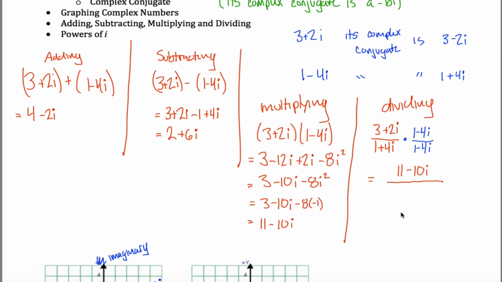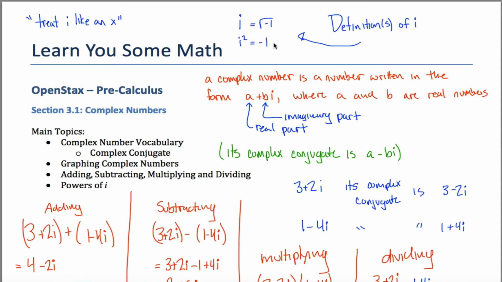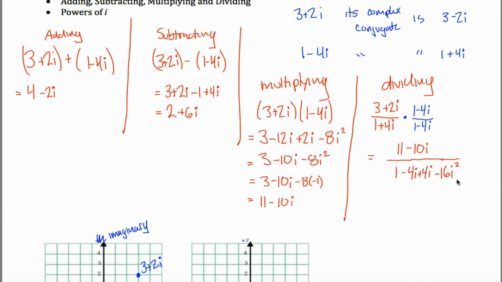What about the denominators? If I were FOILing out the denominators, 1 times 1 is 1. 1 times negative 4i is negative 4i. But look, 4i times 1 is positive 4i. How convenient. 4i times negative 4i is negative 16i squared. But note what happens here. The negative 4i and the positive 4i cancel each other out, so those i's go away. And this i squared I can get rid of because, again, I know i squared is negative 1. So all of the i's in the denominator are gone.